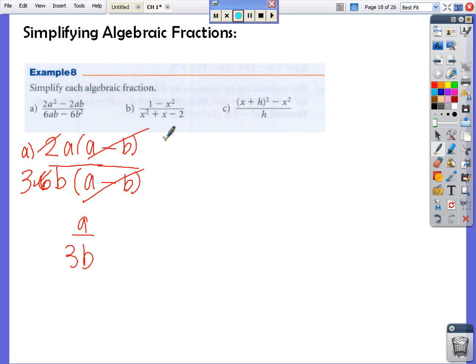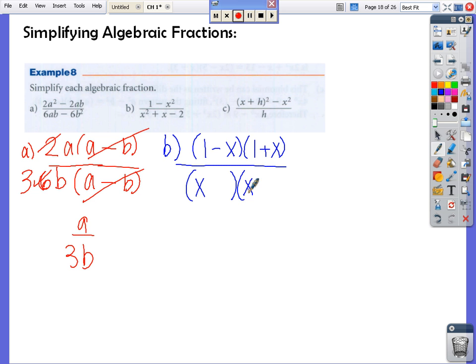Letter B. Factor the top, 1 minus x, 1 plus x. Factor the bottom. I know the front term has to be x. The last terms have to multiply to -2, but add up to 1. So I know one of these will be a 2, one of them will be a 1, and I want to add up to a positive 1. So this must be the positive, this one is the negative.